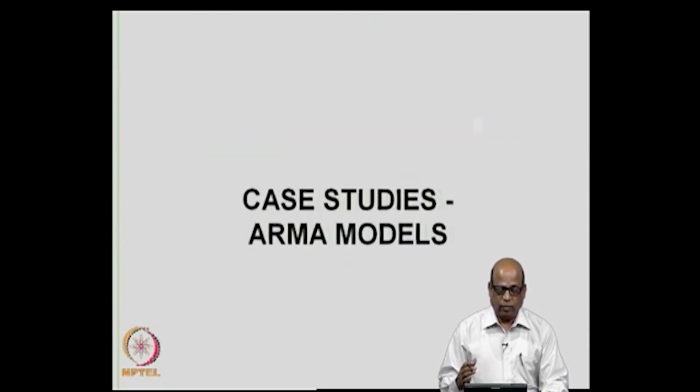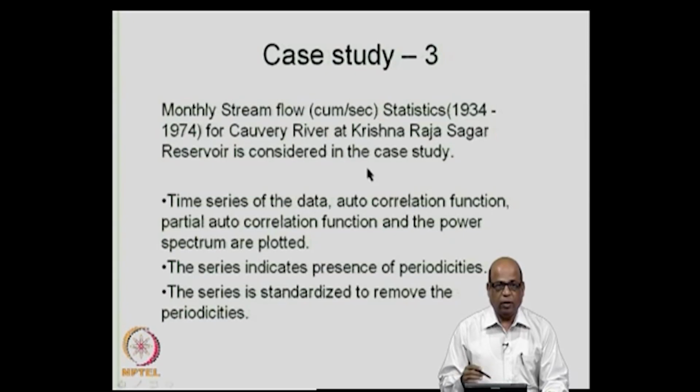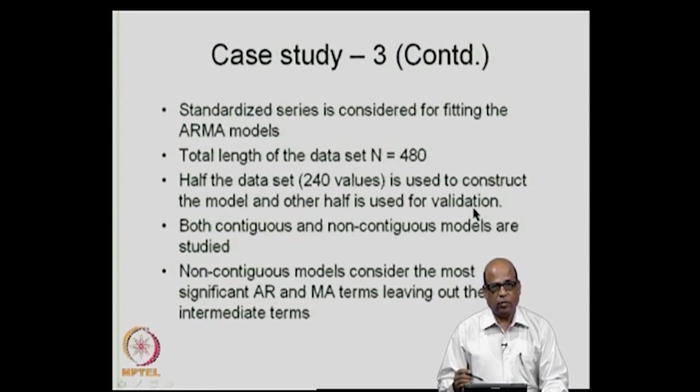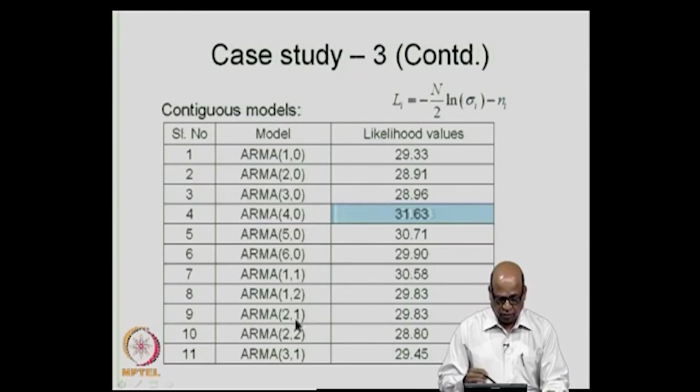Just to recapitulate the models that we chose from for this case study, we will go through this. These are all details that I have already discussed. Half the data set is used to construct the model and the other half is used for validation. This is the summary of results for the contiguous model. This is the way we calculate the likelihood values. This is the variance of the residuals for the calibration period, and that is how we get the likelihood values. You choose the model which gives you the maximum likelihood value. In this case, it is ARMA 40.